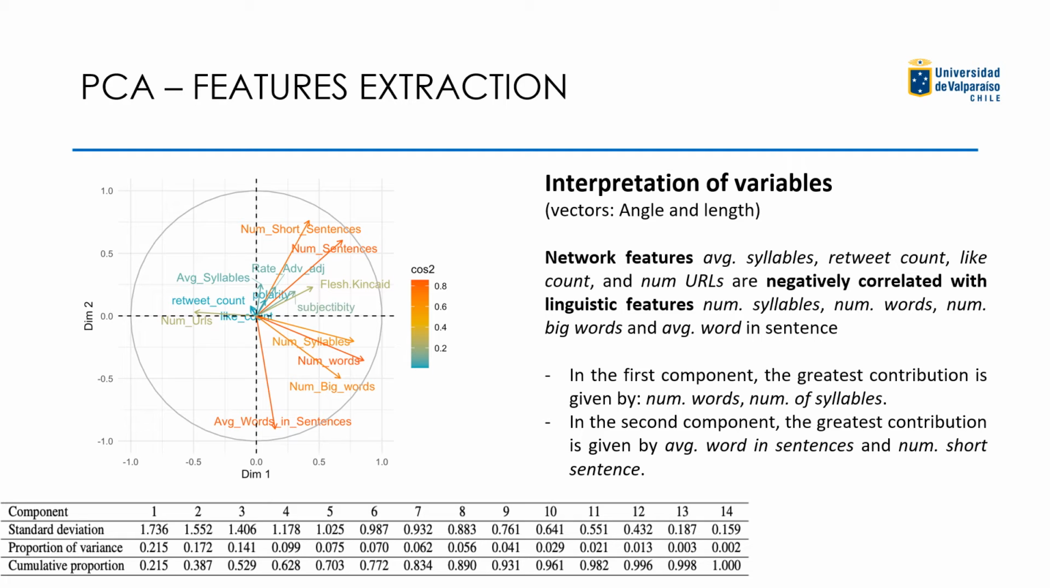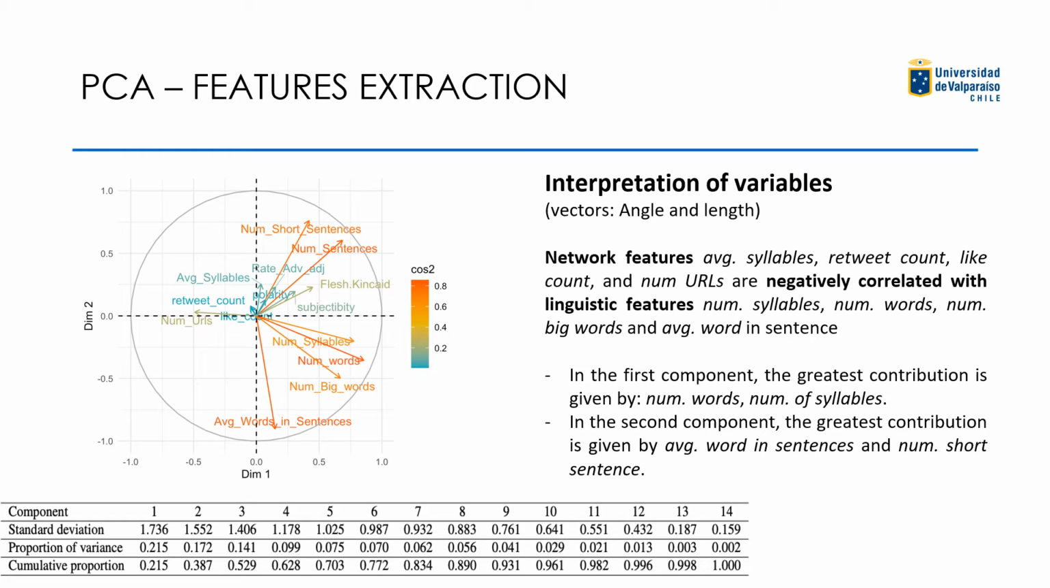This figure shows the projection of the data in 2 dimensions. By observing the length of each vector, we can see the contribution of the variable to the component. The angle reveals the correlation between variables. The lower the angle, the greater the correlation. If 2 vectors are in opposite quadrants, there is a negative correlation between the corresponding variables.